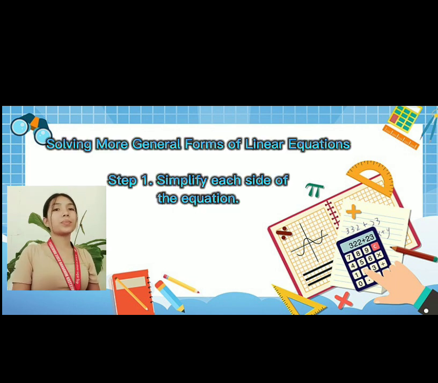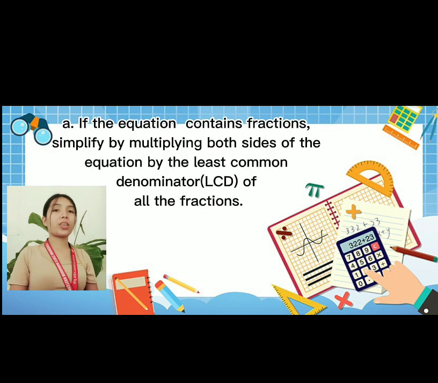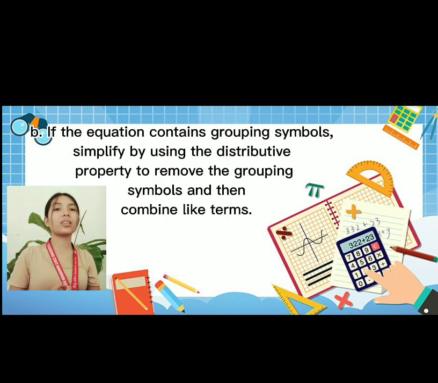Step number 1. Simplify each side of the equation. If the equation contains fractions, simplify by multiplying both sides of the equation by the least common denominator, or LCD, of all the fractions. And the second one is that if the equation contains grouping symbols, simplify by using the distributive property to remove the grouping symbols and then combine like terms.